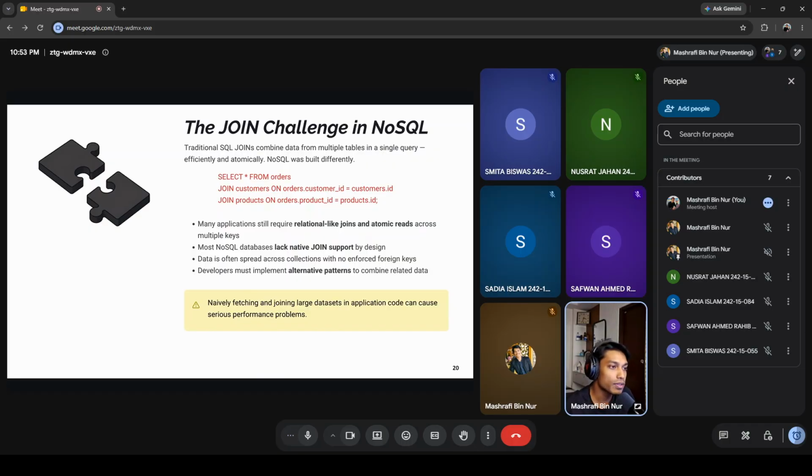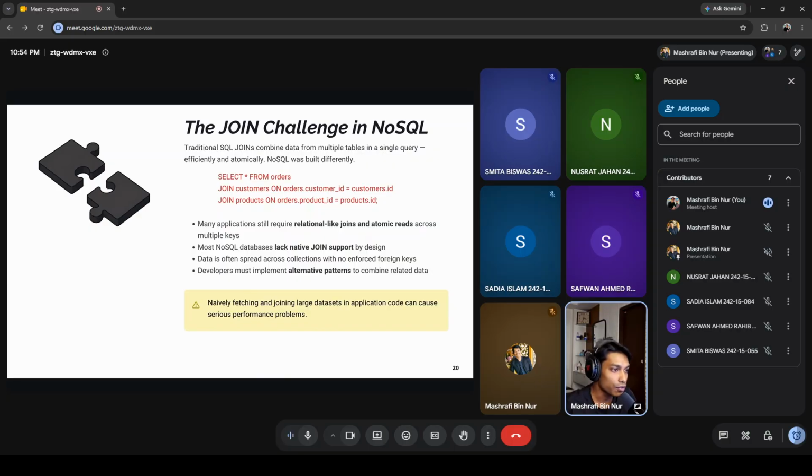So let's talk about SQL for the join here. We can see we have a code here. We are selecting every column from the orders, and we are joining the customers and also joining the products. It looks very easy, right? Yes, it is easy. But if we want to talk about the NoSQL part here, it can be trickier.